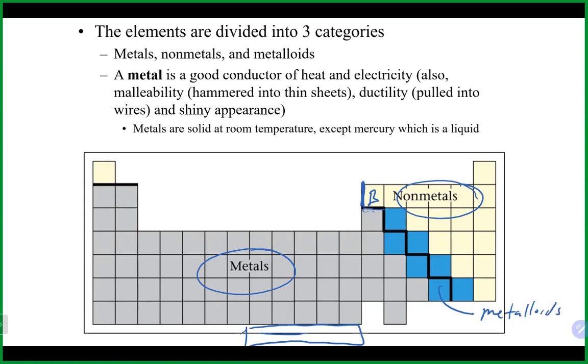And metals are good conductors of heat and electricity. They can be hammered into sheets. They can be pulled into wires. They have a really shiny appearance. Most metals are solid at room temperature, except for mercury, which is why mercury is blue on that periodic table. A lot of times you'll see mercury a different color than all the other metals, but most of them are going to be solid at room temperature.